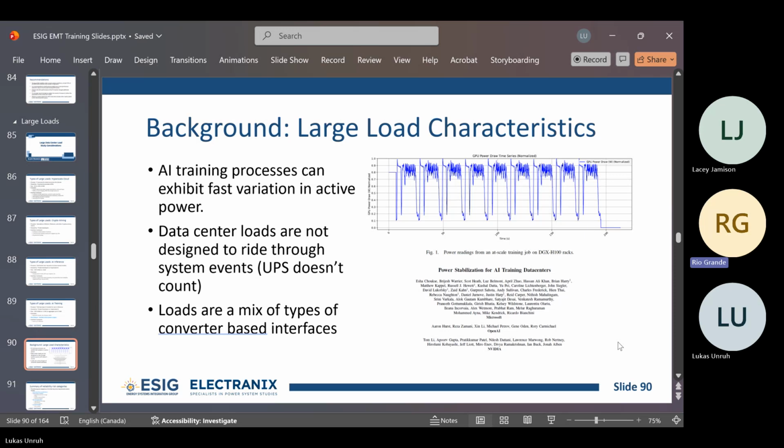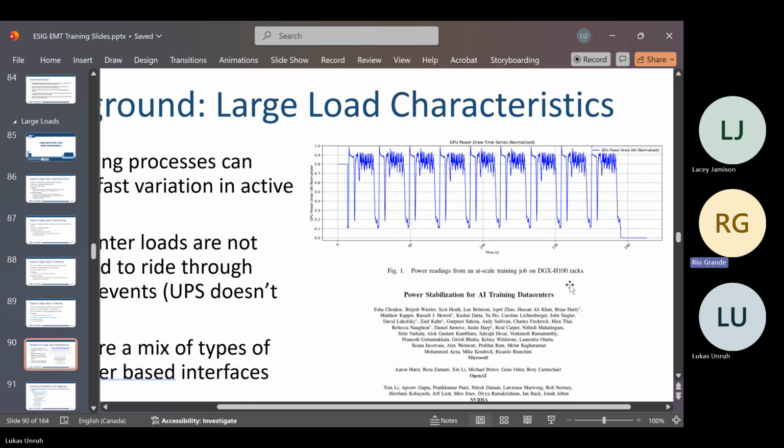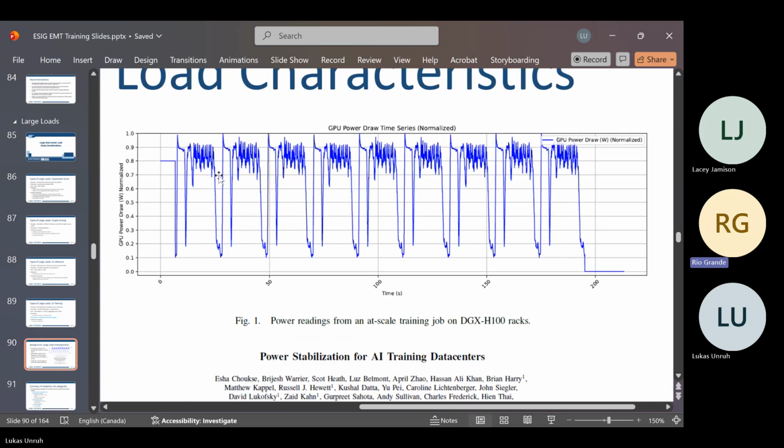So the large load characteristics: this figure here was taken from a paper that was published somewhat recently, so you're welcome to look up the reference and have a read. This is an example load profile, not of a whole large load, just at the GPU. You can see the variations are obviously very large, and there's a fair bit of harmonic content in these fluctuations.